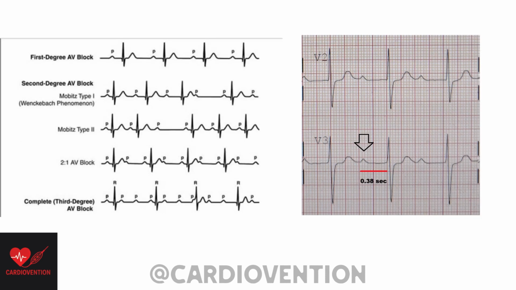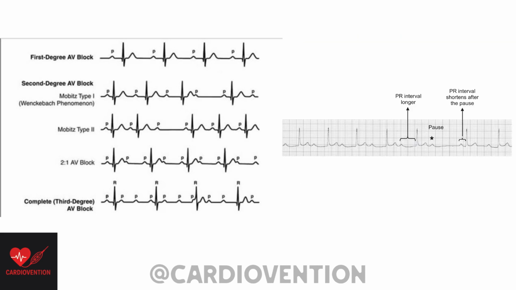A prolonged PR interval greater than 200 milliseconds indicates a first degree AV block. This may be physiological due to beta blockers, calcium channel blockers, digitalis toxicity, inferior MI, or age-related conduction fibrosis.